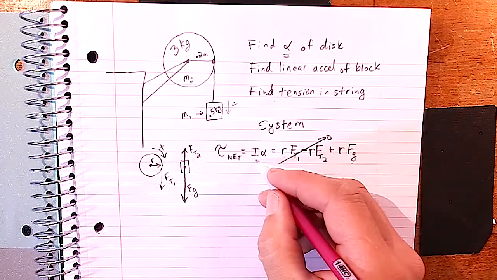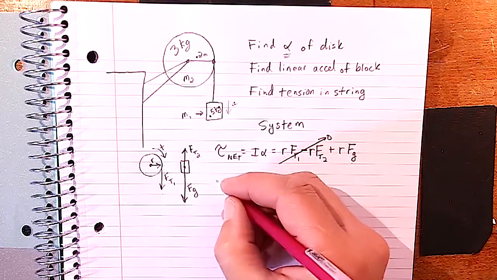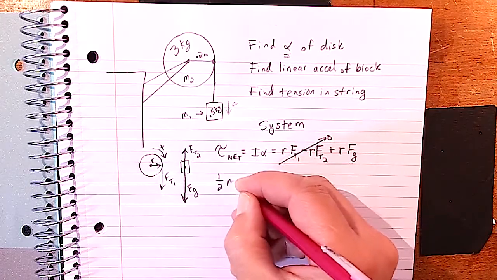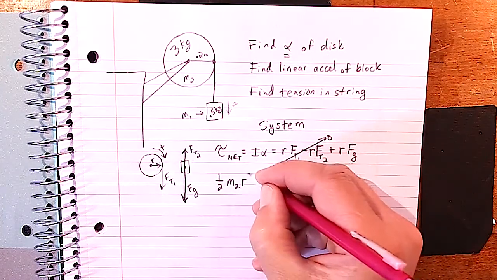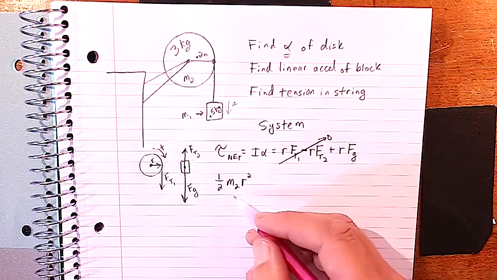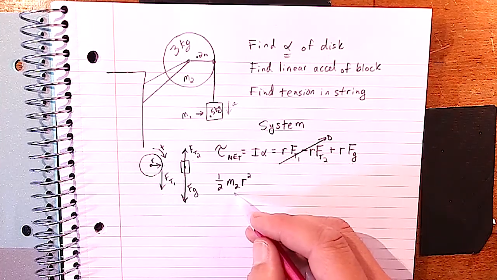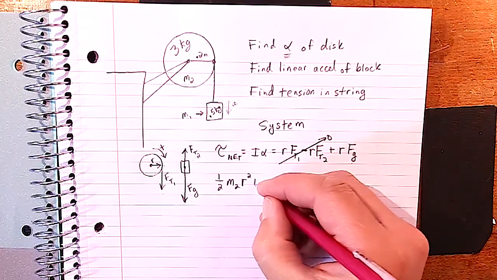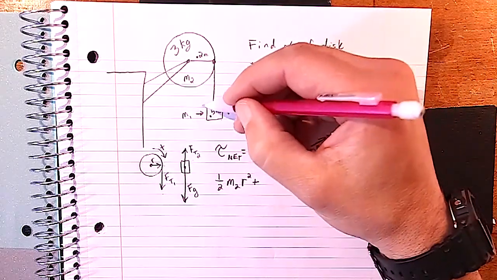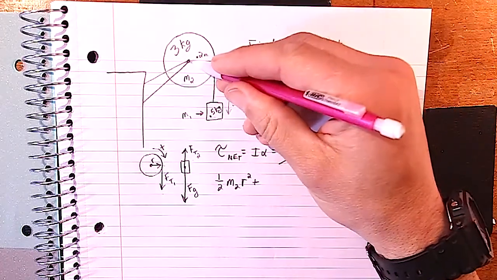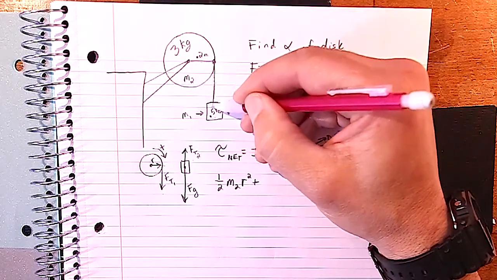Now, what's the moment of inertia of the system? Well, that's going to be 1/2 m2 r squared, that's the disk. Why? Because it's a solid disk, and solid disks have a moment of inertia of 1/2 mr squared. Plus the mass. Now, this is a tricky idea. The mass is staying at radius r the whole time.